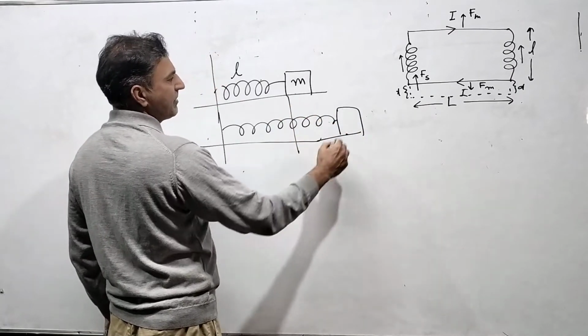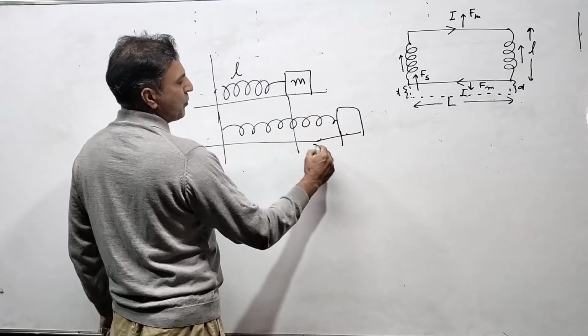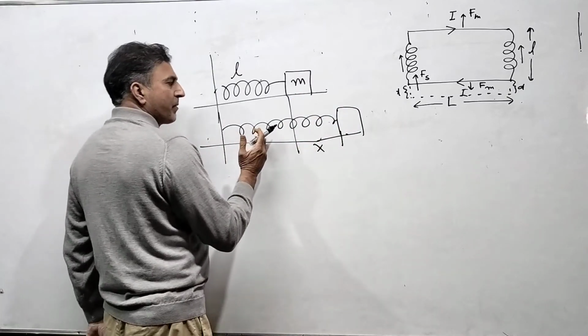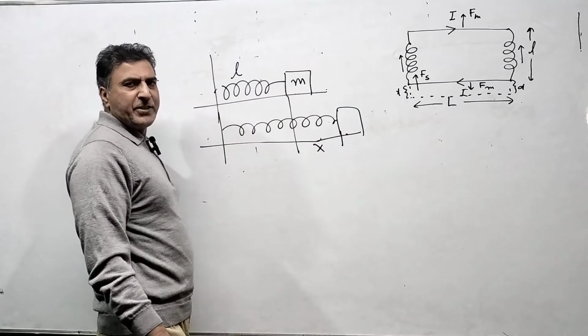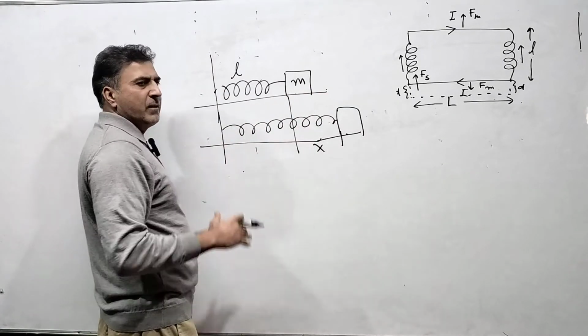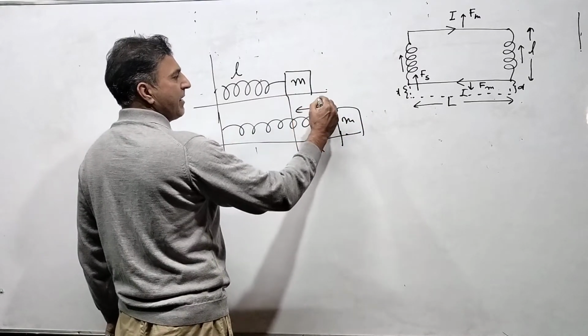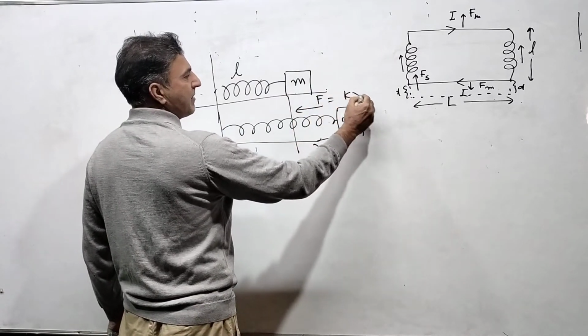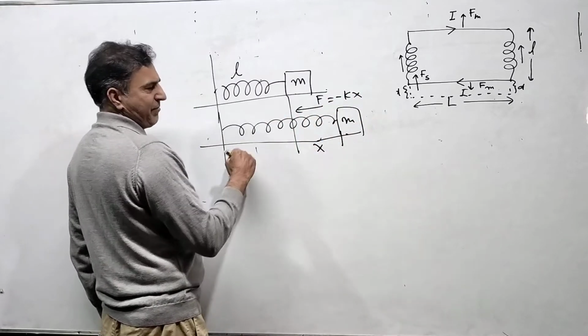How much have I stretched this spring? Suppose X. The spring has a property to get back to its relaxed condition, to get back to its normal length. So it will create a force on this mass in this direction, F equals Kx, with a negative sign, of course: when the stretch is on the right, the force is on the left.